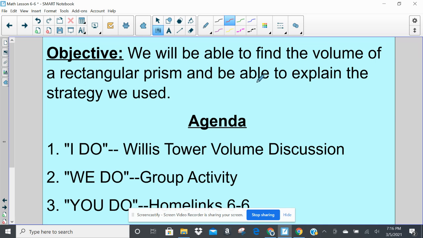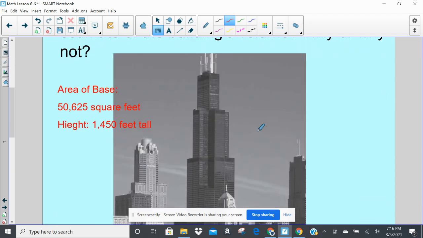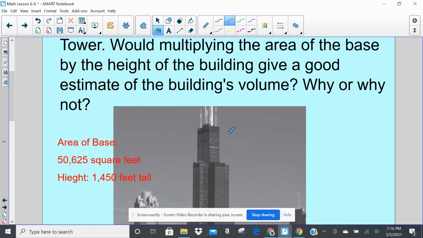So let's go ahead and jump into our lesson today. For today's lesson, we are going to find the volume of a rectangular prism, okay? And then explain the strategy we use. So we're going to find the volume of the Willis Tower. So what would be the best strategy?